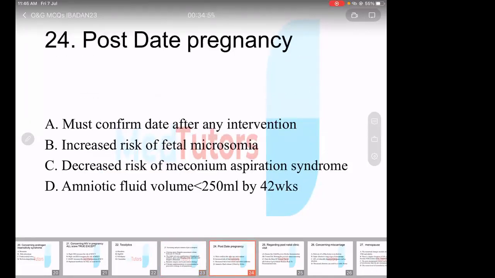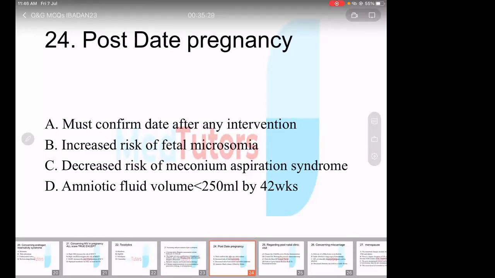Then question 24, post-date pregnancy. A, must confirm date after any intervention. B, increased risk of fetal microsomia. C, decreased risk of meconium aspiration syndrome. D, amniotic fluid volume less than 250 mL by 42 weeks. So you have to look for the odd option here as well. That odd option might be the only correct answer or might be the only wrong option.